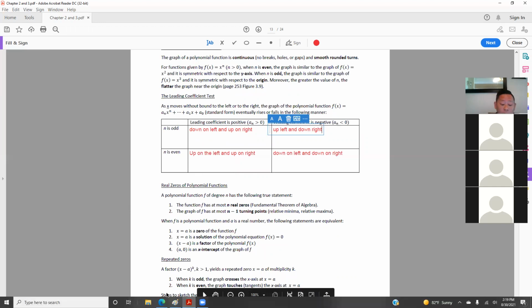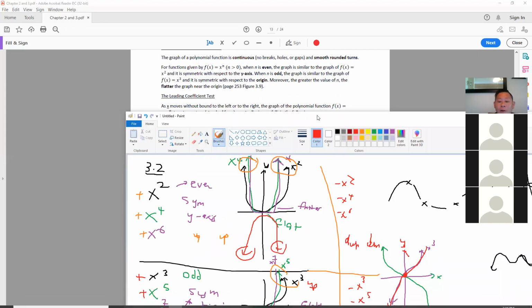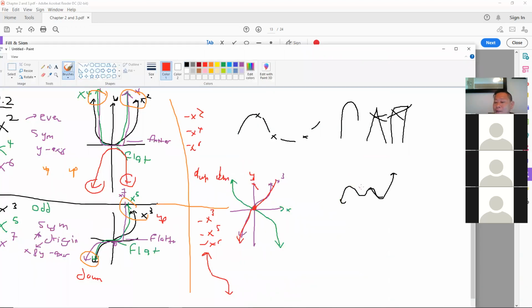Why is this important? Because if I just draw a graph like this, can someone tell me what power this is? Is this an even power or an odd power, if I show you a graph like this? Anyone? Even or odd power if I give you this graph? It's an odd power. Yes, that's correct.